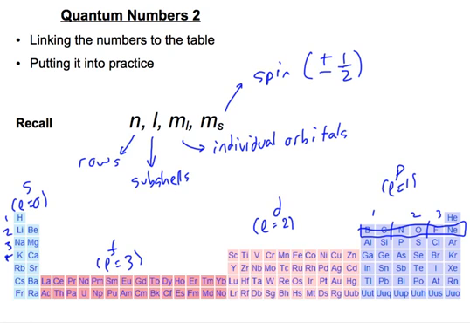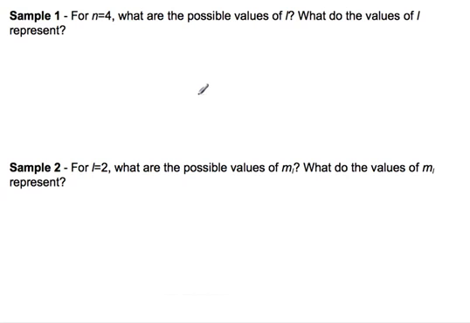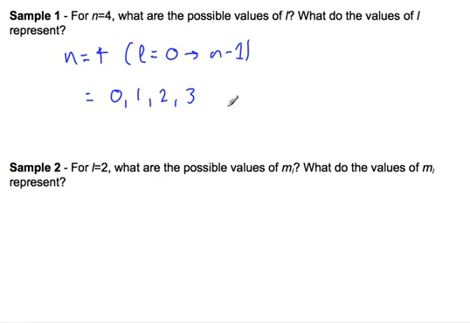So let's see how this works when we put it into practice. So sample 1, for n equals 4, what are the possible values of l? Well, if you remember, n equals 4, l equals 0 up to n minus 1, and so l can equal 0, l can equal 1, l can equal 2, and l can equal 3. And so that's it.